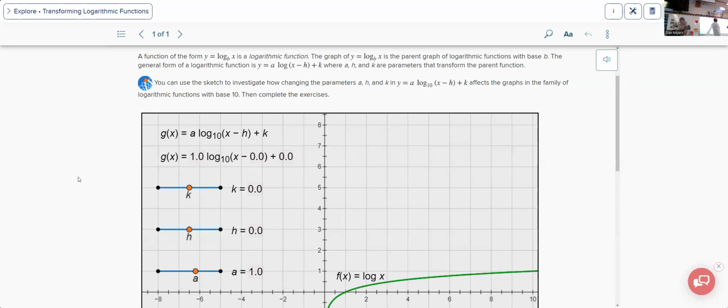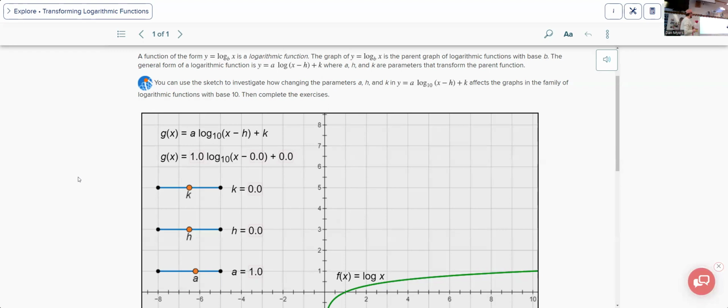The value of h, what does that one do? Yeah, left or right. Go this way or this way. K. Yeah, translates it up or down.